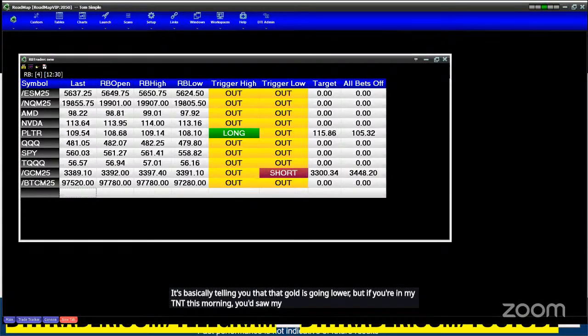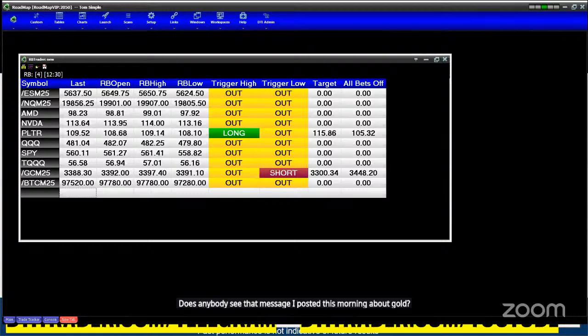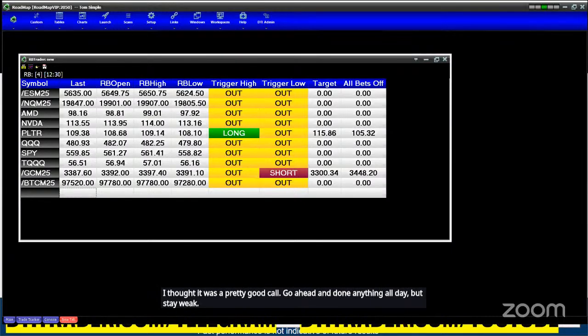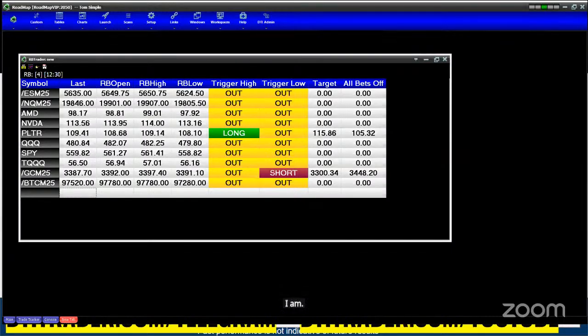I said gold's weak. Does anybody see that message I posted this morning about gold? I thought it was a pretty good call considering gold hadn't done anything all day but stay weak. And I think that could put us in some pretty good place. So let's take a couple stocks that I'm interested in and look at it.